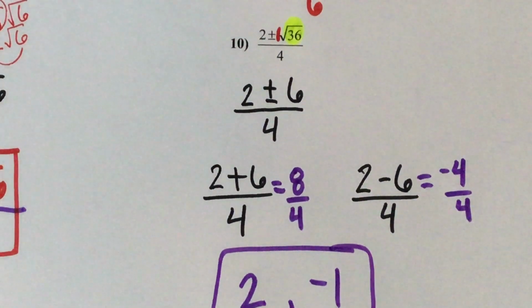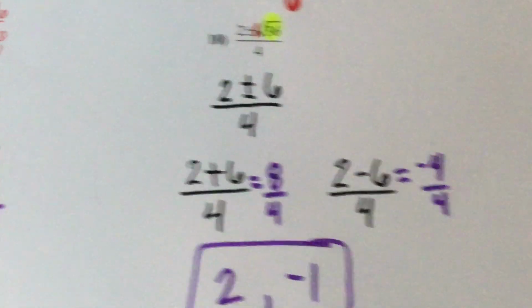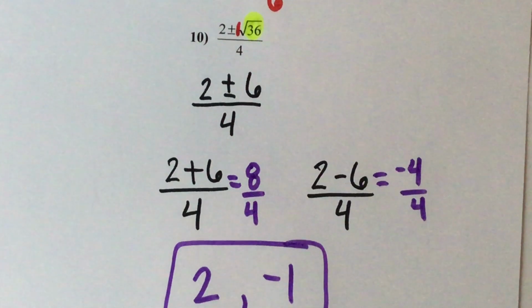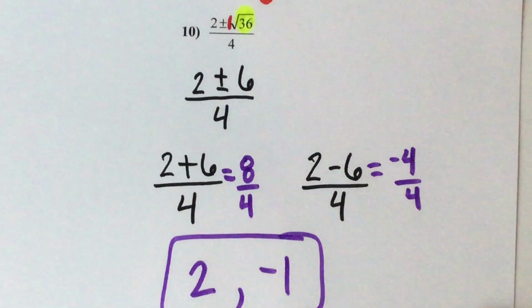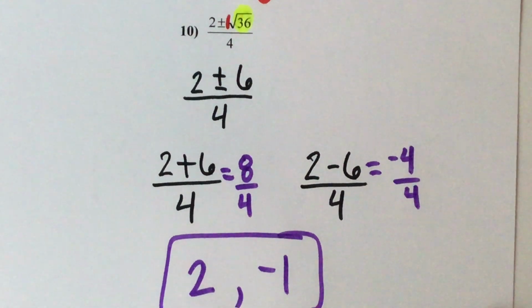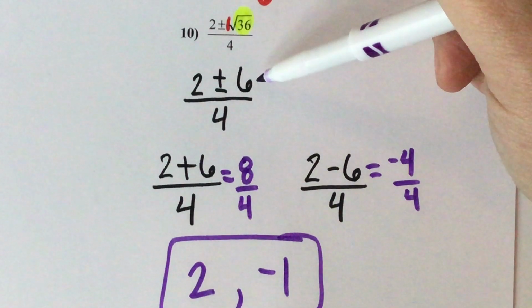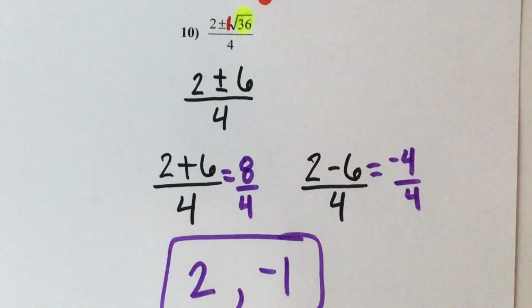So this time we end up with two pretty answers. Oh, sorry, you couldn't see that there for a second. So this time we end up with two pretty answers because we didn't have any square roots, because that ended up being a perfect square.